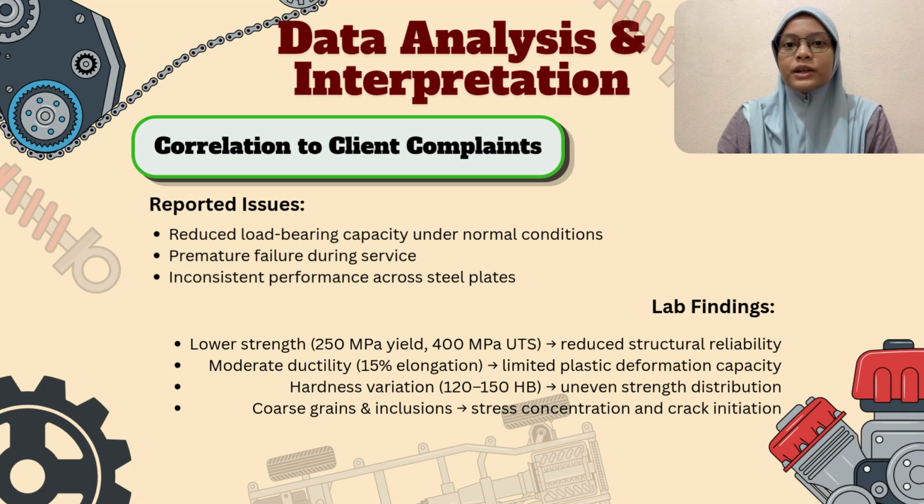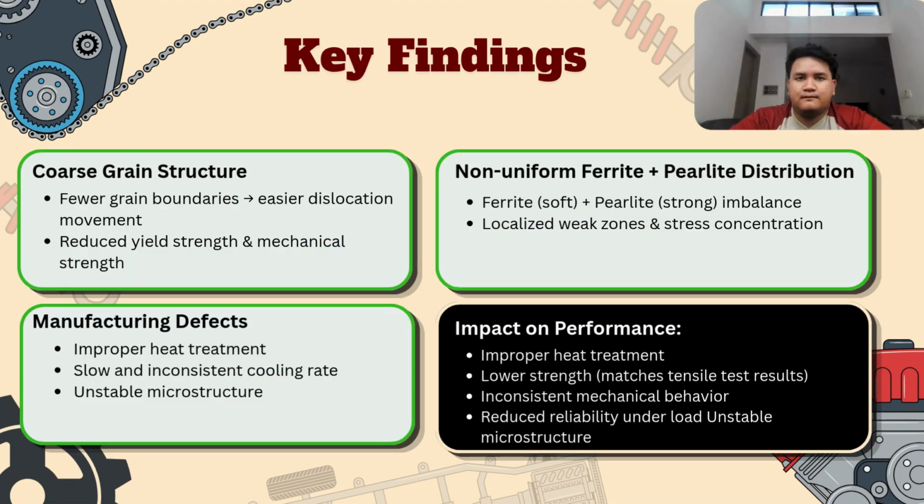The reduced load bearing capacity and premature failure can be explained by the lower strength and non-uniform microstructure. The variation in hardness leads to inconsistent performance across the steel plates. Furthermore, coarse grains and inclusions create stress concentration points, which initiate cracks and reduce structural reliability. Overall, the material properties directly contribute to the issues reported by the client.